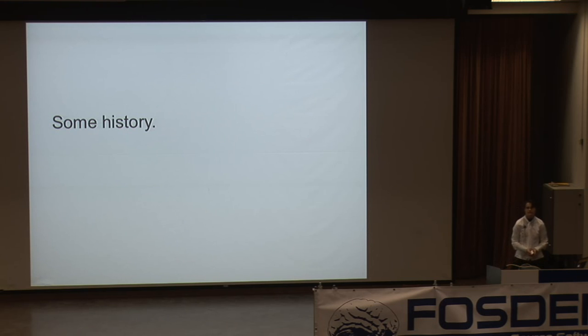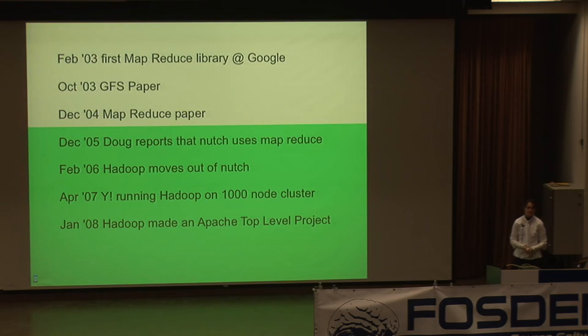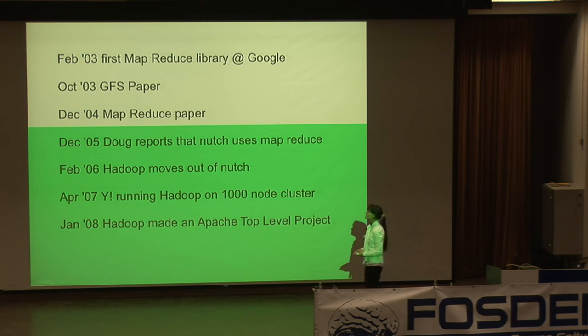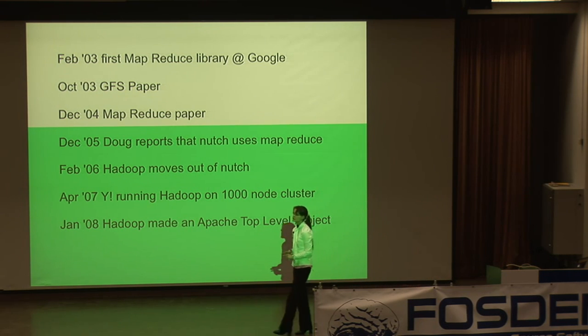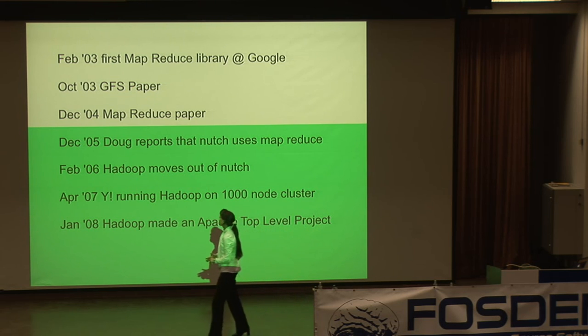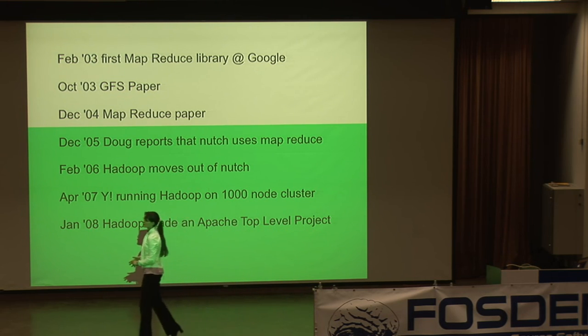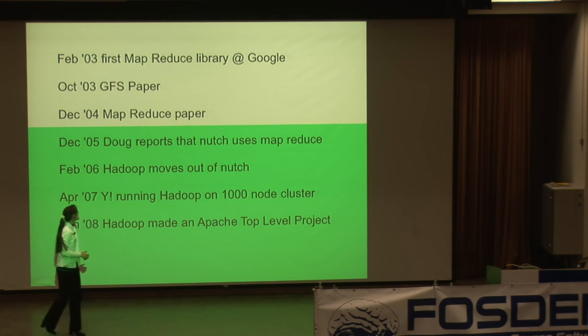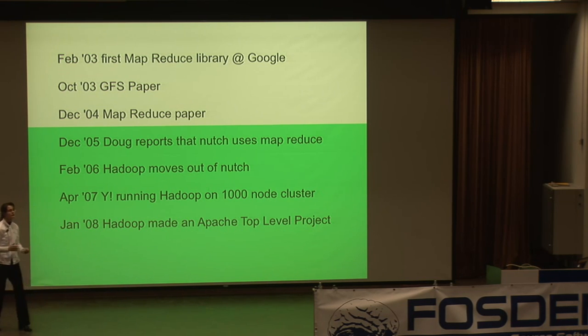So where does this funny little project come from? What is the history behind it? Well, you may have heard of the MapReduce implementation of Google. That was done in 2003. At about the same year, a paper was published by Google on a distributed file system, GFS, and another year later, the MapReduce paper came out. Didn't take very long until Doug Cutting, the original author of Lucene, reported that Nutch, which is an internet-scale search engine, makes use of MapReduce.